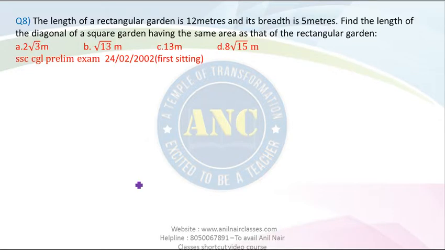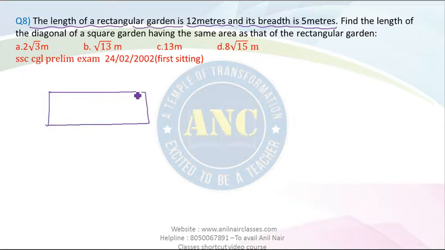Next question. The length of a rectangular garden is 12 meters and its breadth is 5 meters. That means I have a rectangular garden. Although the topic we are discussing is square, the question as of now is given in terms of a rectangle. So it is 12 and 5. Okay. That means I can say that area of this rectangle, let me call it A1, is length into breadth. It is nothing but 60.